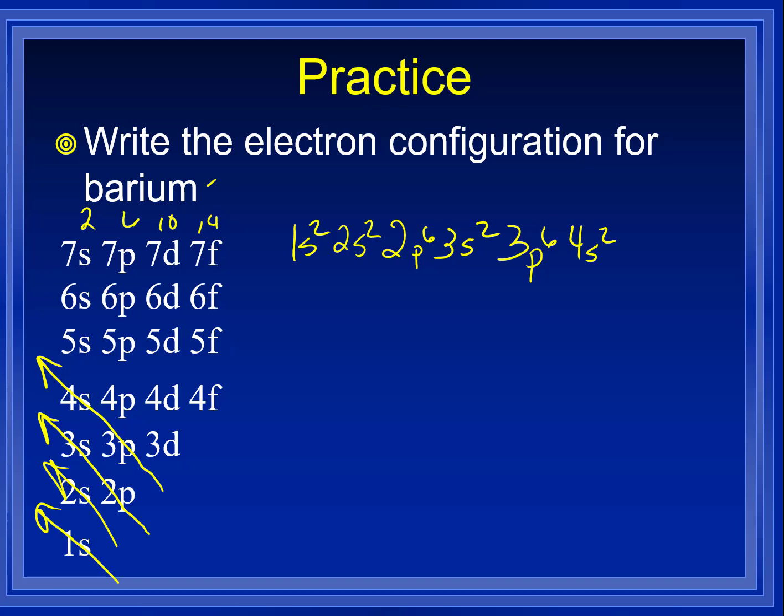Notice 4s fills up before 3d. It's really about the fact that 4s is lower in energy than 3d. The diagonal lines just take care of that for us. Now I'm at 20 electrons. Got to go to the next line. 3d, add 10 more, there's 30. 4p, add 6, that's 36. 5s, that's 2, 38.